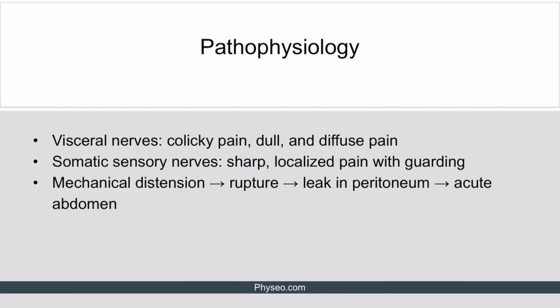Let's talk a bit about pathophysiology of abdominal pain. Visceral nerves that innervate the viscera are sensitive to signs of inflammation. When there is presence of inflammation, the type of pain is described as colicky, dull, or diffuse. On the other hand, somatic sensory nerves innervate the parietal peritoneum. When inflamed, the pain is sharp and more localized with guarding. Mechanical distension also plays a part. When a certain organ or abscess ruptures, leakage in the peritoneum causes inflammation and ultimately causes an acute abdomen.